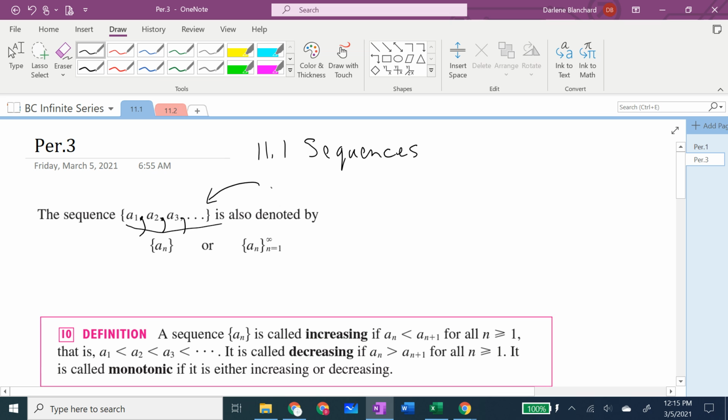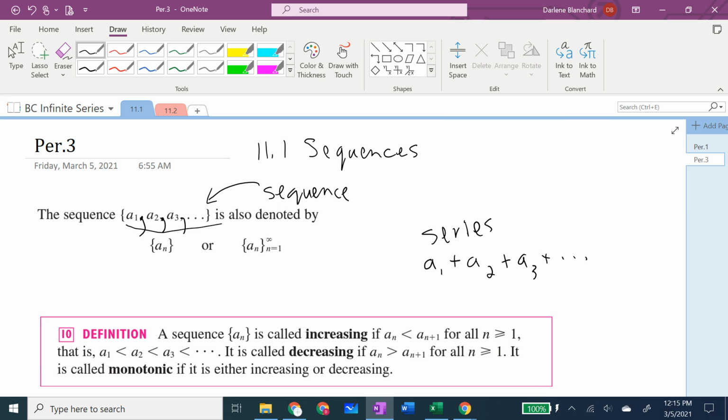So sequence, commas, series, addition signs in between, or subtraction. But make sure you understand the difference between those two words, and I'm going to do my best to not accidentally use them in place of the other.